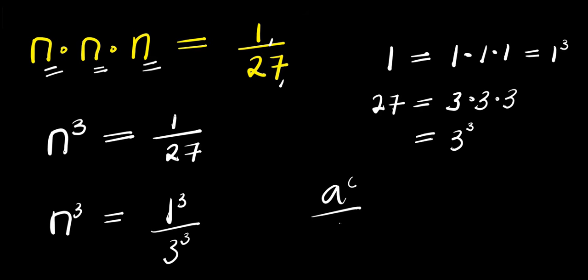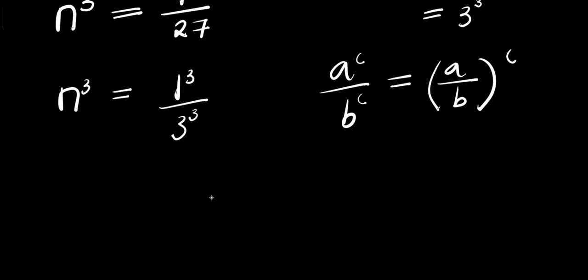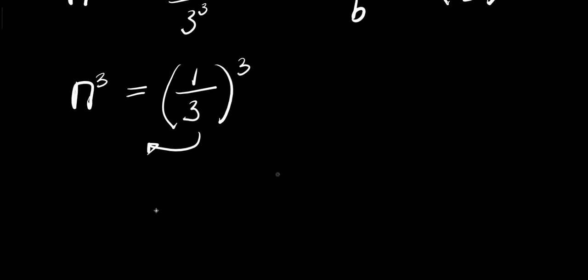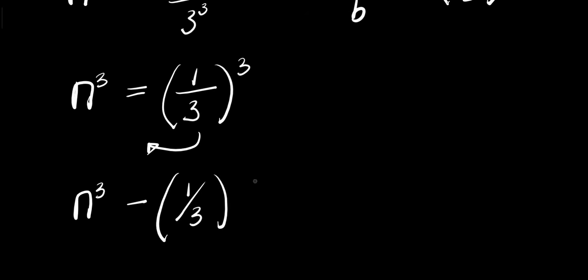Now, a power c divided by b power c equals a divided by b to the power of c. So from here, I have n power 3 equals 1 divided by 3 to the power of 3. I can move this over here. That means I will have n power 3 minus 1 over 3 to the power of 3 equals 0.